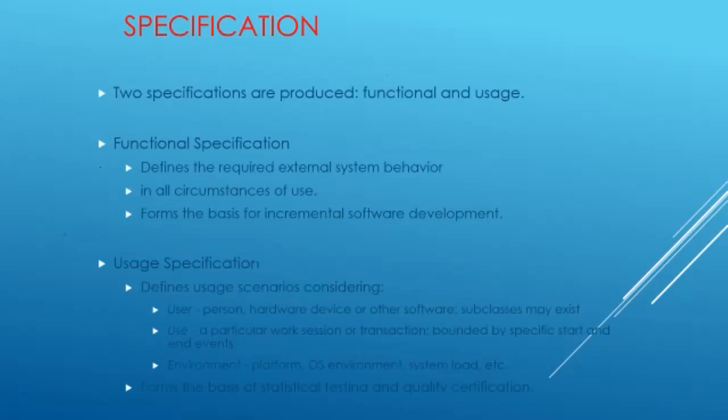The functional specification defines the required external system behavior in all circumstances of use and forms the basis for incremental software development. The usage specification defines usage scenarios considering user, person, hardware device, or other software; subclasses may exist; a particular work session or transaction bounded by specific start and end events; and environment: platform, OS environment, system load, etc. It forms the basis of statistical testing and quality certification.